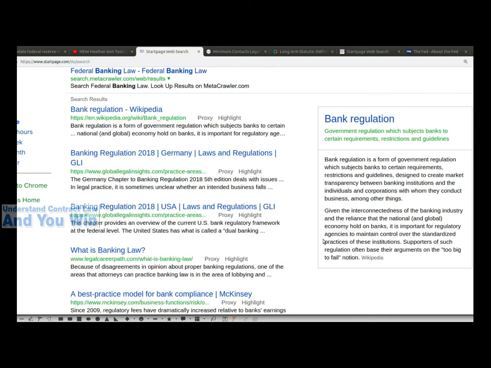This chapter provides an overview of the current U.S. bank regulatory framework at the federal level. Bank regulation is a form of government regulation which subjects banks to certain requirements, restrictions, and guidelines. I mean, do some research. The internet is a great place to do research.